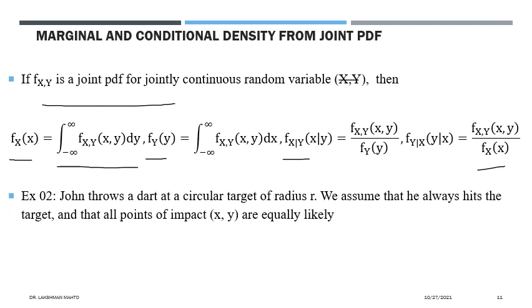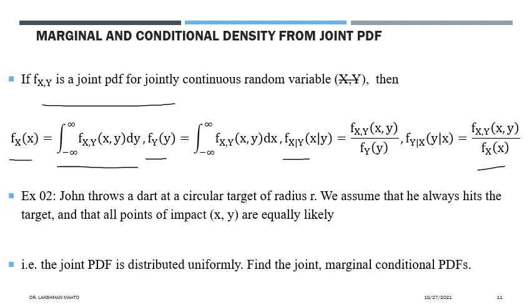Why? Because John always throws the dart at a circular region and never throws it outside. That means there is no observation of the jointly continuous random variable outside the circular region. You will only observe values on and within this circular region, not outside it. So the joint density is defined on the circular region only, within and on it.